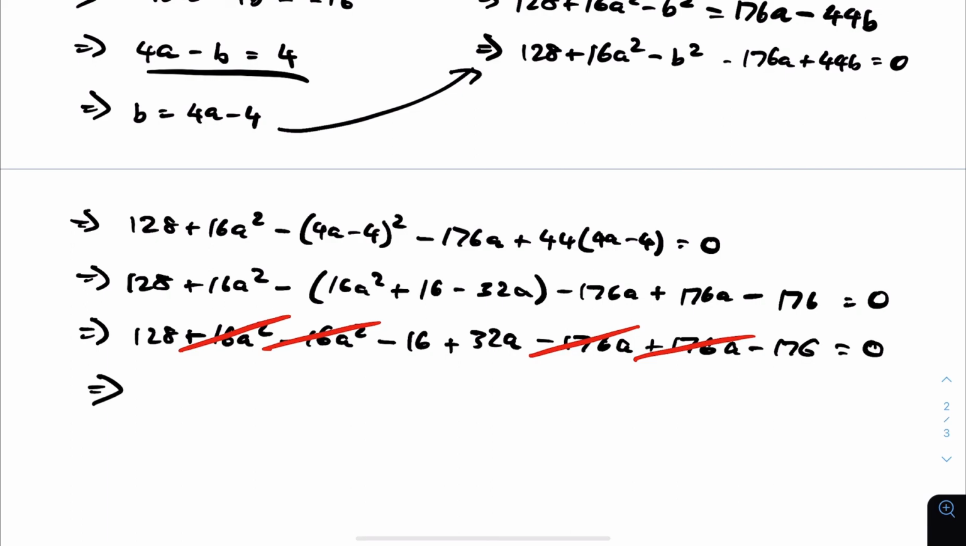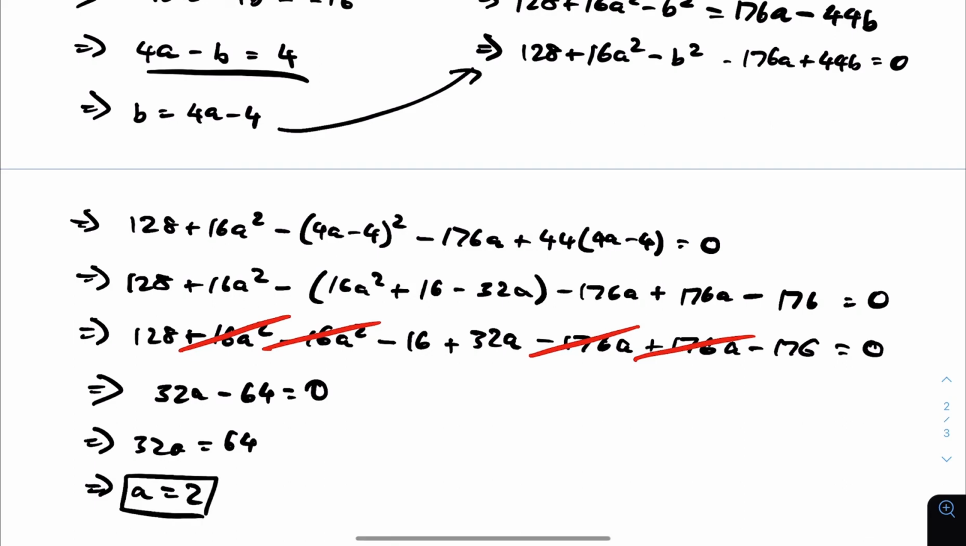And when we collect it, so let's do 128 minus 16 minus 176. So we get 32a minus 64 is equal to 0. So 32a is equal to 64. That means a is equal to 2. Yay, we got a whole number.